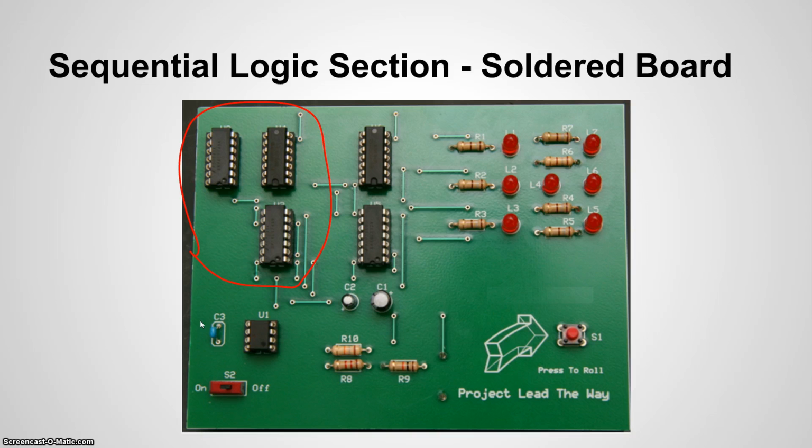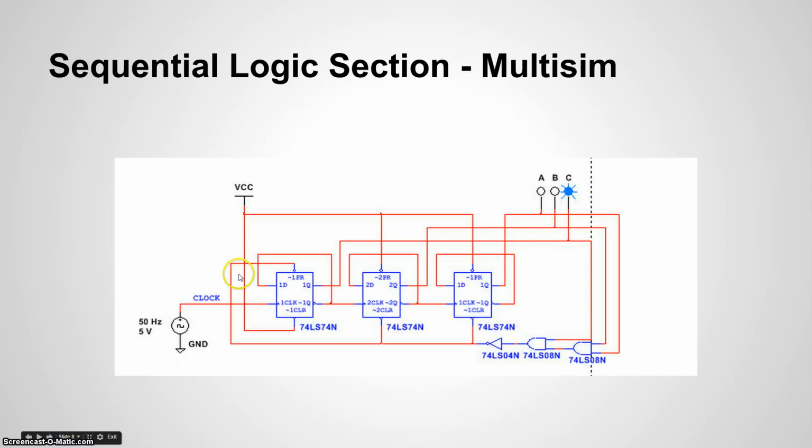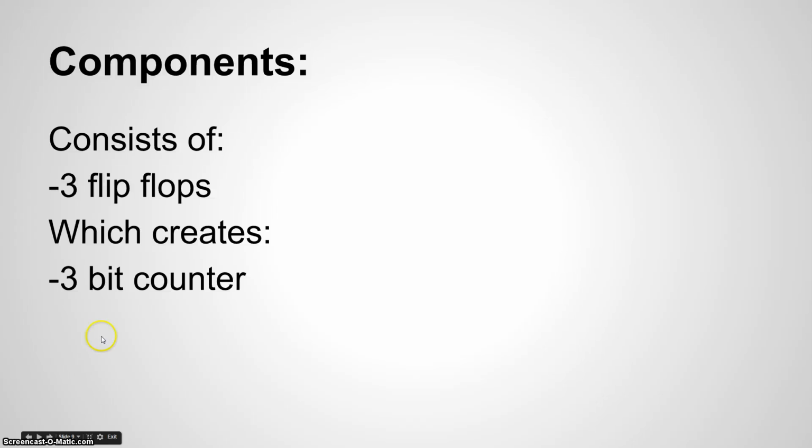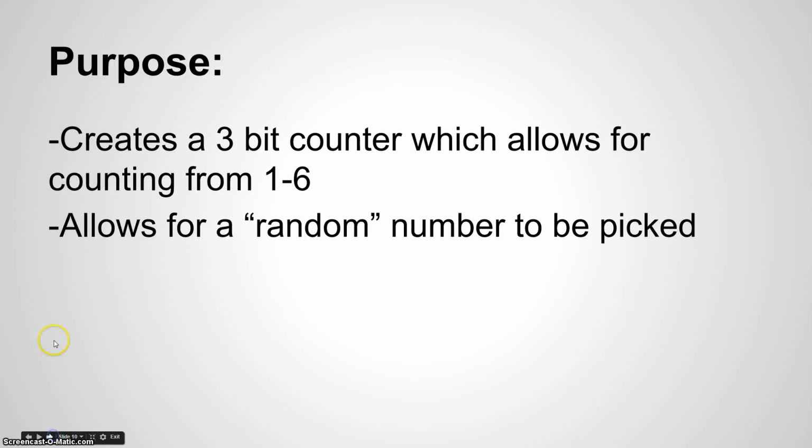So this digital output goes into the sequential logic section of the circuit, which is right here on the soldered board. You can see it's these three flip-flops, and basically you can see them right here as well. As I said, these consist of three flip-flops, which creates a 3-bit counter. The whole purpose of this is to create that 3-bit counter, which allows the circuit to count from 1 to 6, and it allows for a random number to be picked from those 6 digits.